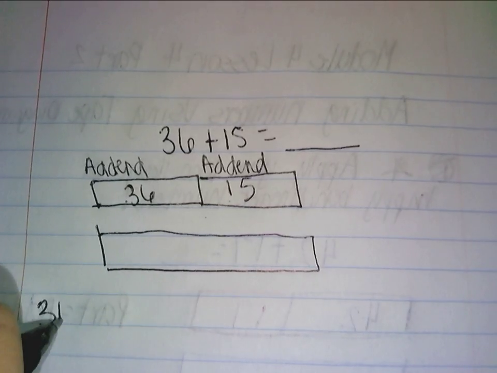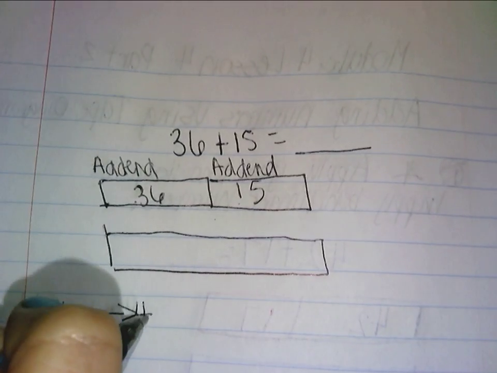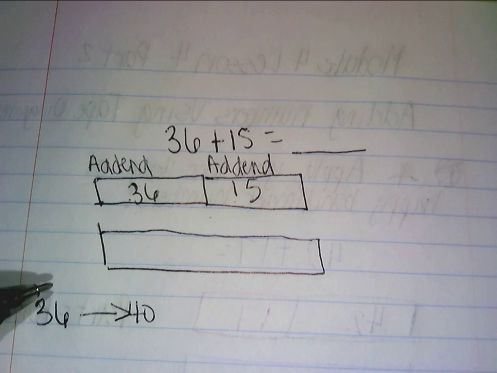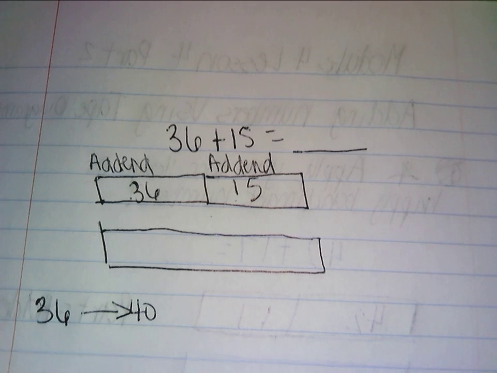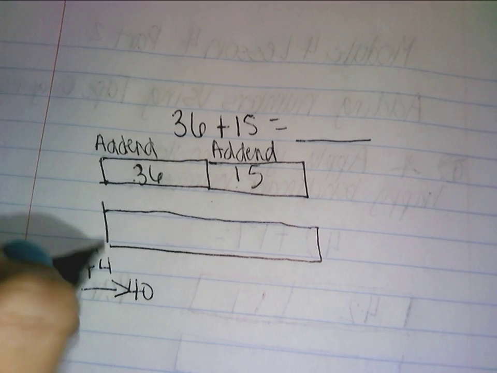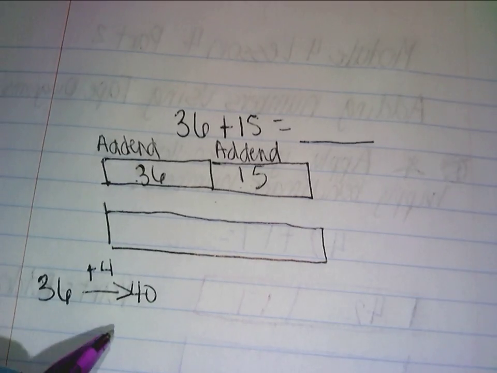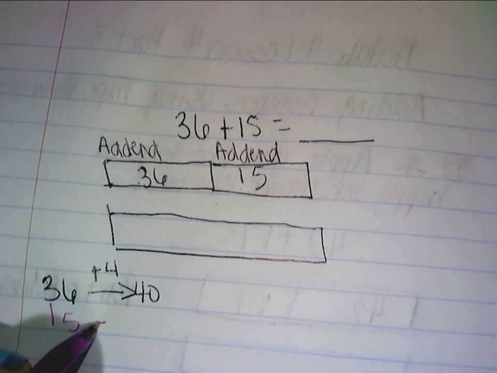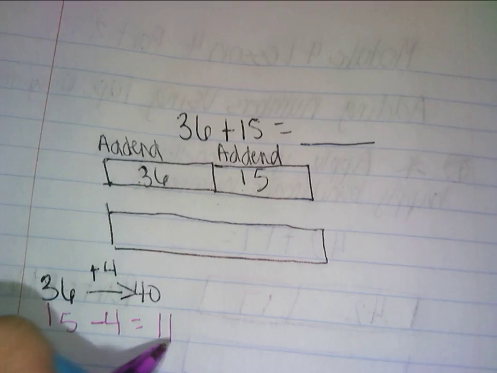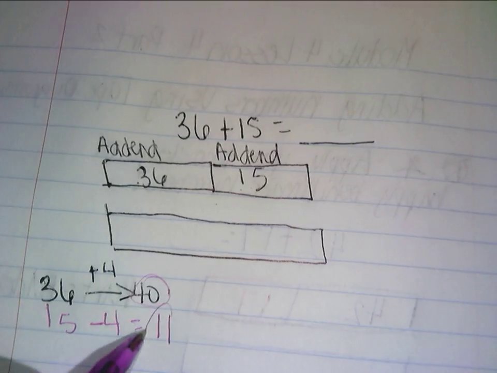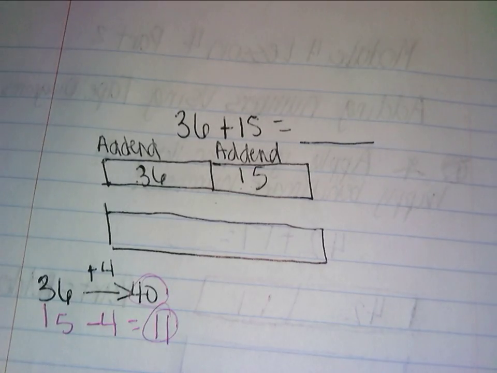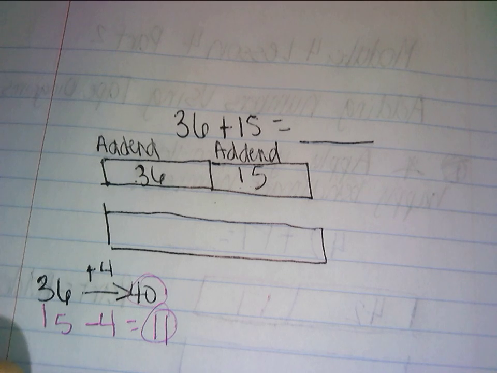So 36, I'm going to make it 40. Okay, so 36, 37, 38, 39, 40 plus 4, which means I have to take away 4 from 15. So I'm going to make 15 minus 4, which equals 11. So I have 40 and 11 as my new addends.